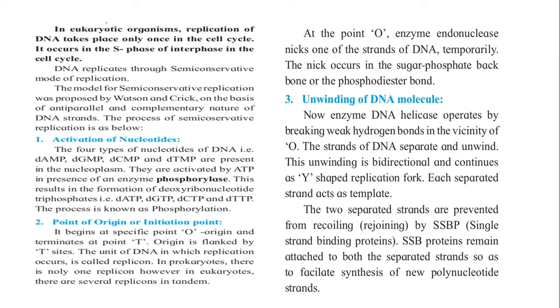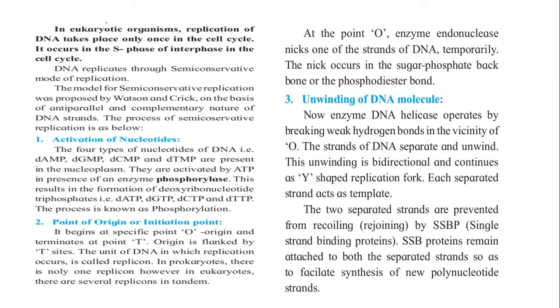Number two, point of origin or initiation point. Replication begins at a specific point of origin and terminates at the point T. Origin is flanked by T sites. The unit of DNA in which replication occurs is called a replicon. In prokaryotes, there is only one replicon. However, in eukaryotes, there are several replicons in tandem. At the point of origin, the enzyme endonuclease nicks one of the strands of DNA temporarily. The nick occurs in the sugar phosphate backbone or phosphodiester bond.